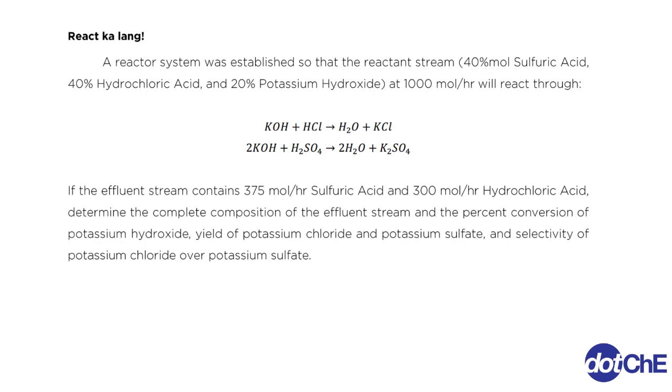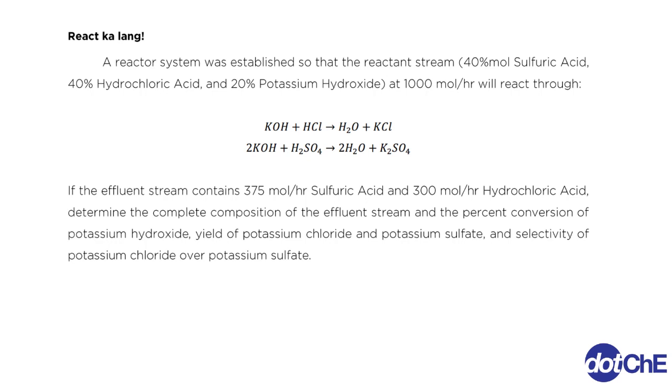A reactor system was established so that the reactant stream with 40% molar sulfuric acid, 40% hydrochloric acid, and 20% potassium hydroxide, all at 1,000 moles per hour, will react through the equations shown. If the effluent stream contains 375 moles per hour sulfuric acid and 300 moles per hour hydrochloric acid, determine the complete composition of the effluent stream and the percent conversion of potassium hydroxide, the yields of potassium chloride and potassium sulfate, and the selectivity of potassium chloride over potassium sulfate.